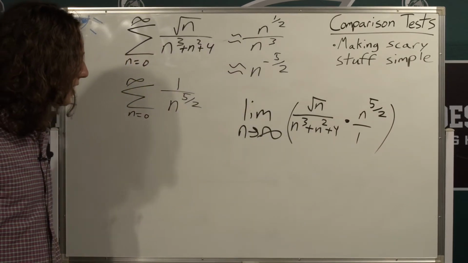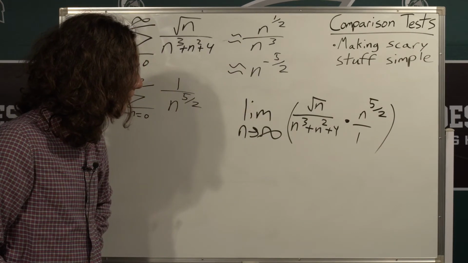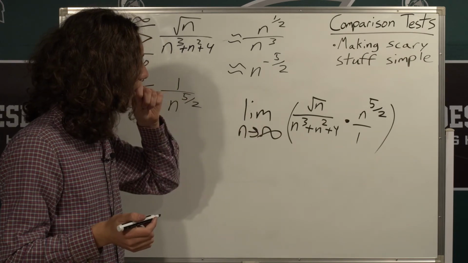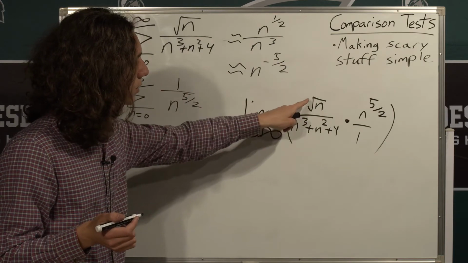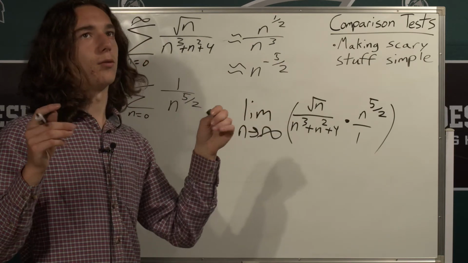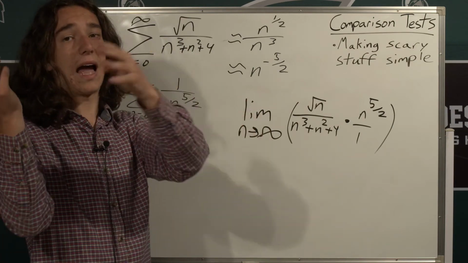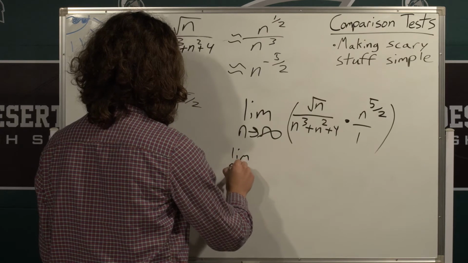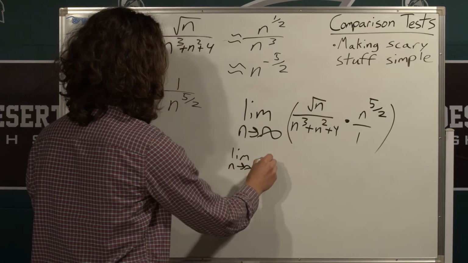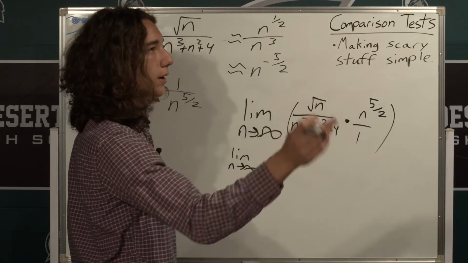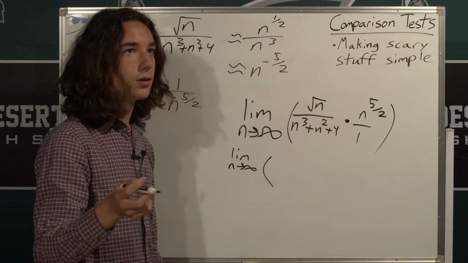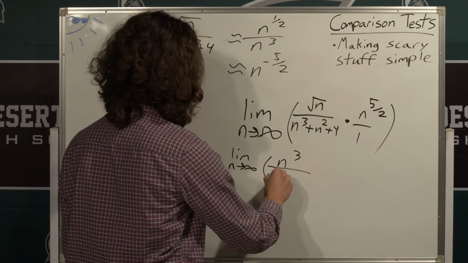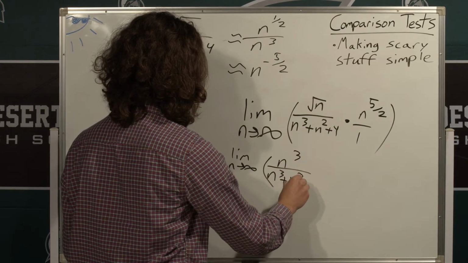Now sometimes these will be able to simplify out. And okay, whatever, I'll carry this out. n to the 5 halves times n to the 1 half. Remember that they're exponents. When you're multiplying exponents, you add them. So you're going to get that this is equal to the limit as n approaches infinity of, 5 halves plus 1 half is 6 halves, which is 3, so n cubed over n cubed plus n squared plus 4.